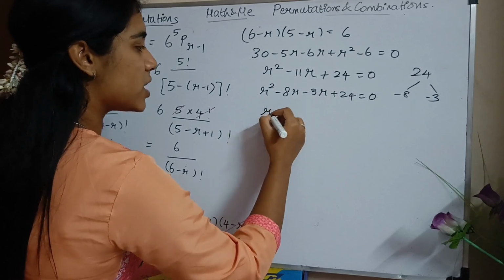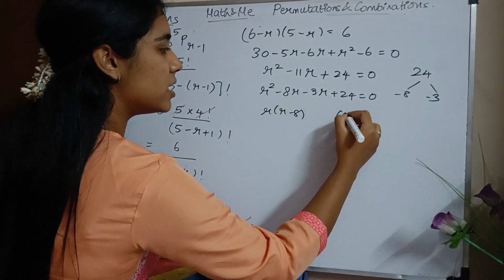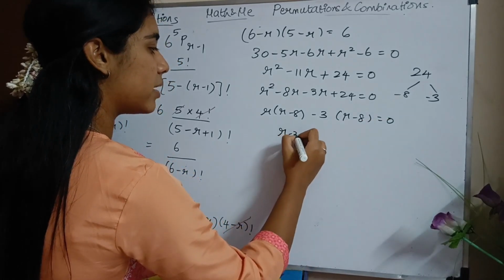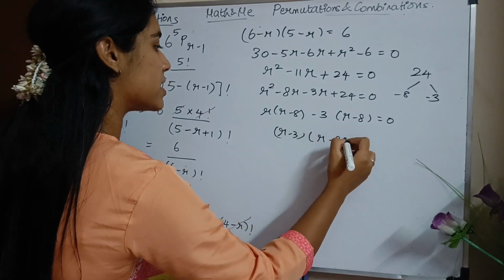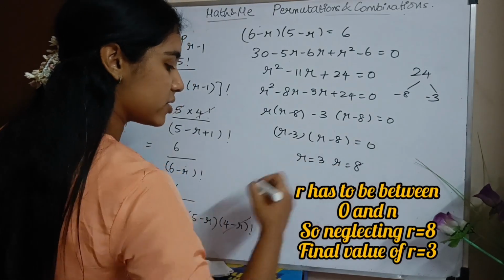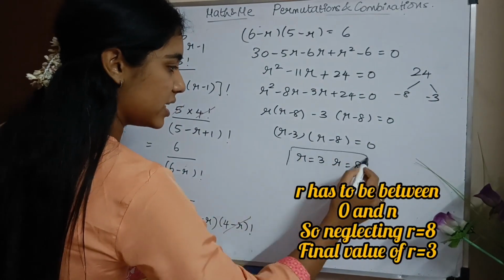Splitting the middle term. So r common, next r minus 8. I need r minus 8 here. So I have minus 3 equals 0. r minus 3 times r minus 8 equals 0. r equals 3, r equals 8. So I have two values for r which is 3 and 8.